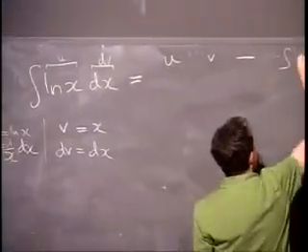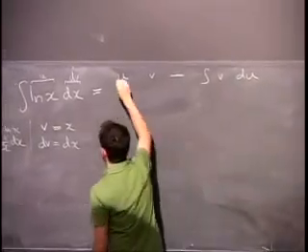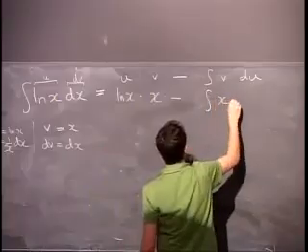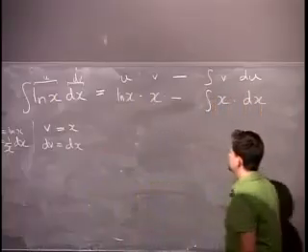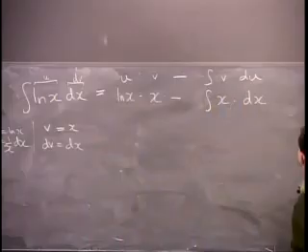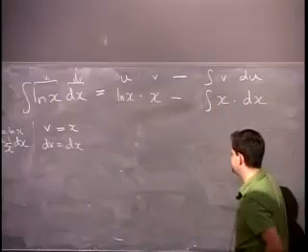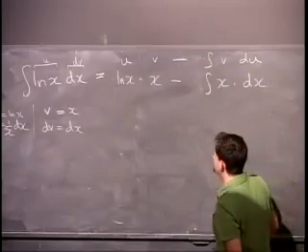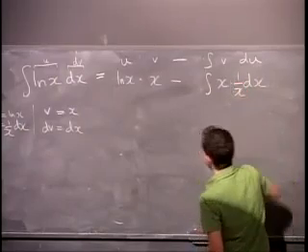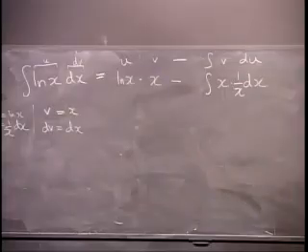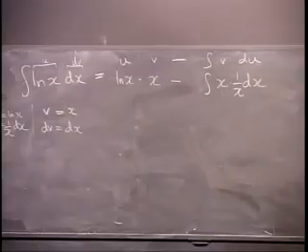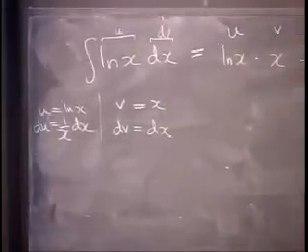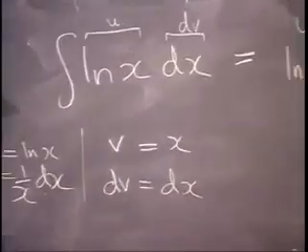Let's apply the formula: uv minus the integral of v du. U is log x. V is x. Du is dx. Something's wrong here. Yes, du is 1 over x. I knew something was wrong, which is why I was staring at the board like a dazed sheep. Now, yes, du is 1 over x dx.